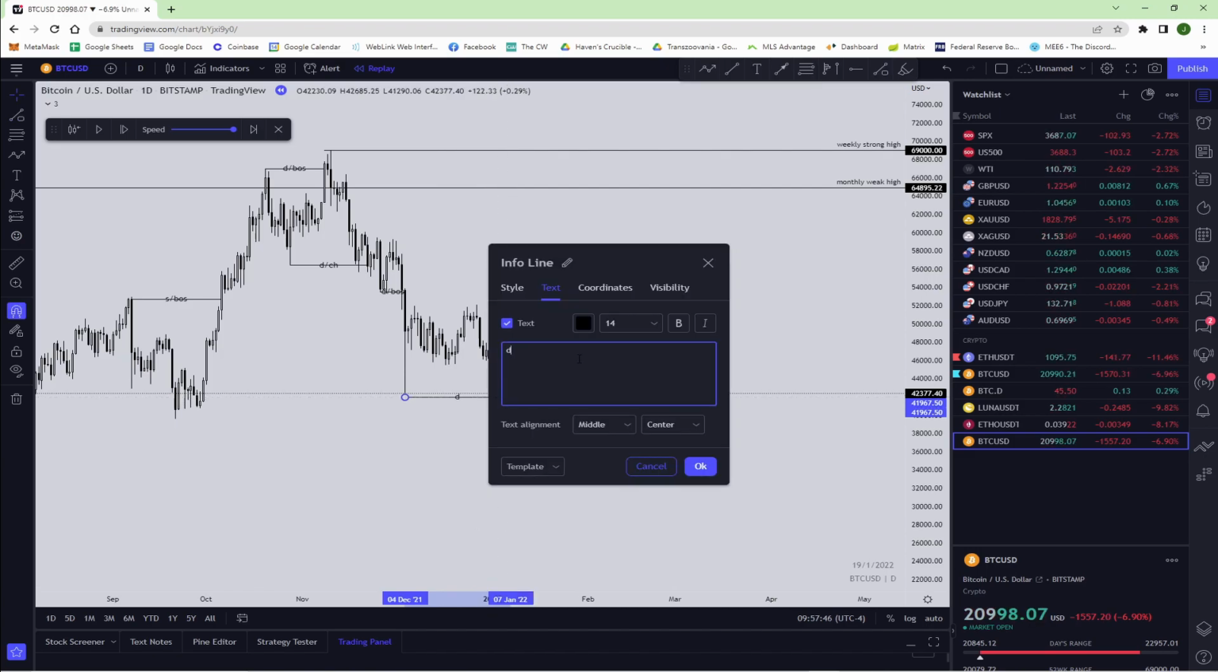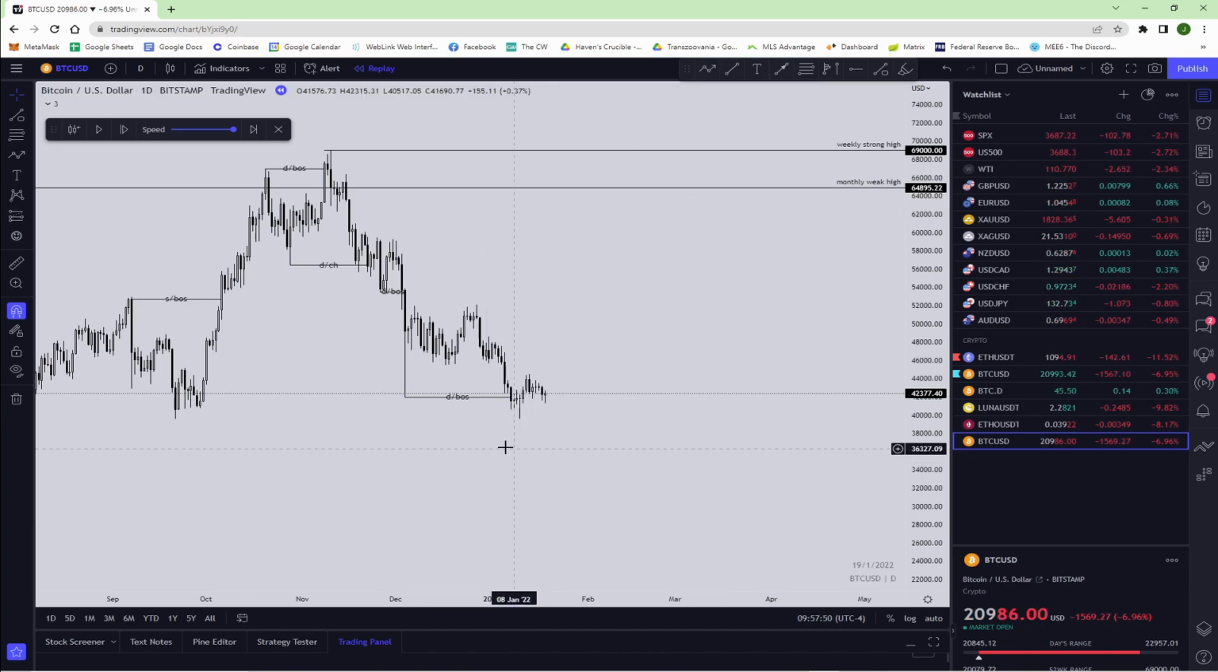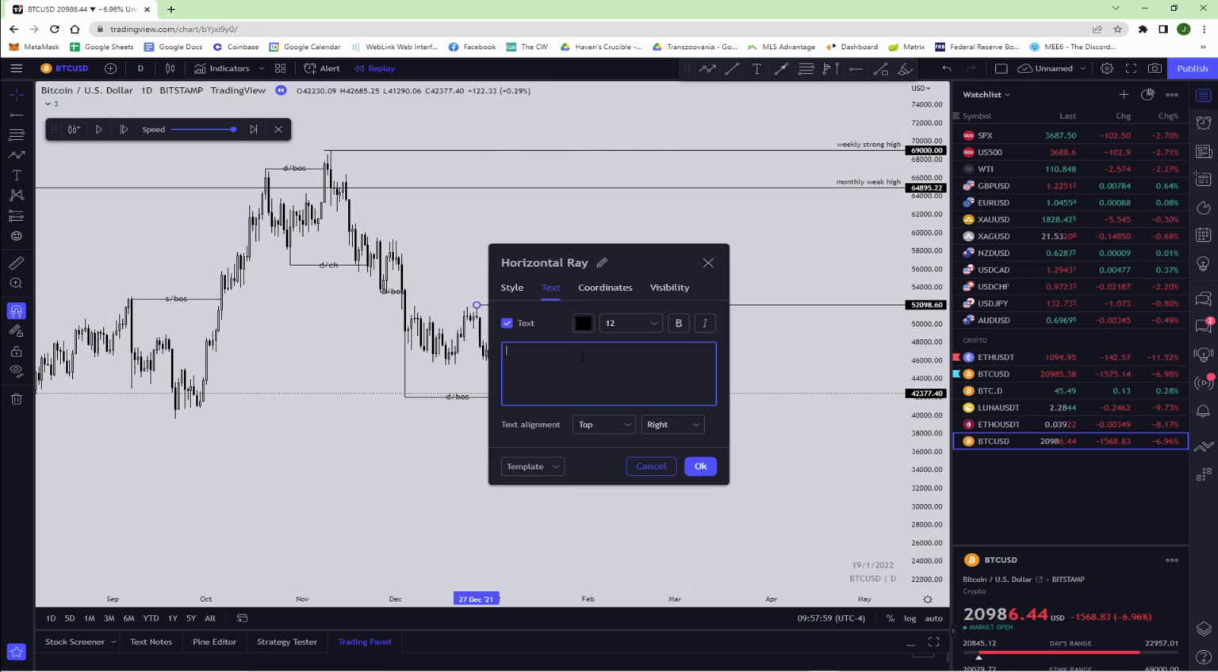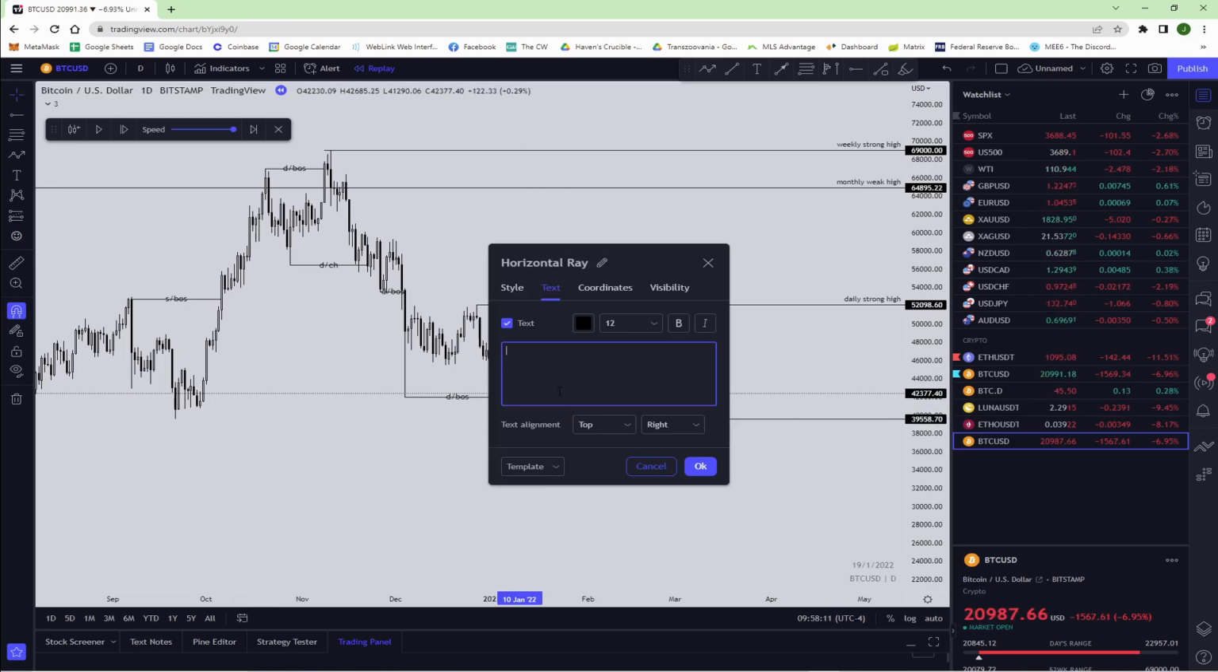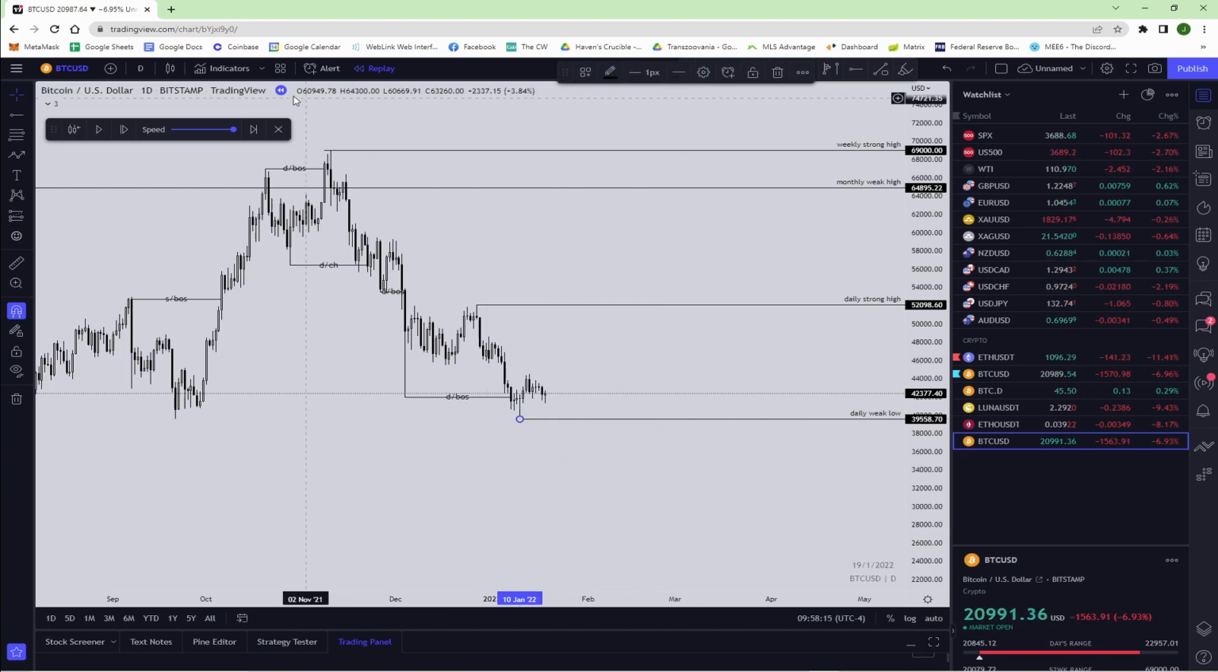Now we have a daily BOS. Now, where's our high? The highest point between those two lines, which just so happens to be right here. So now this becomes our daily strong high. So now we are already in a pullback. This is a pullback on the daily. So this becomes our daily weak low. We're almost caught up, my friends.